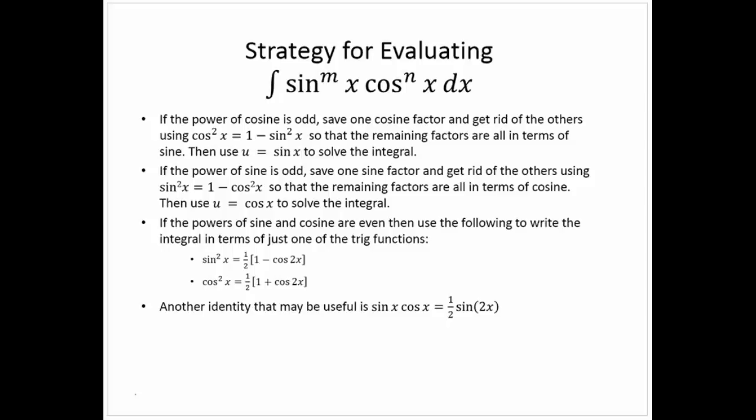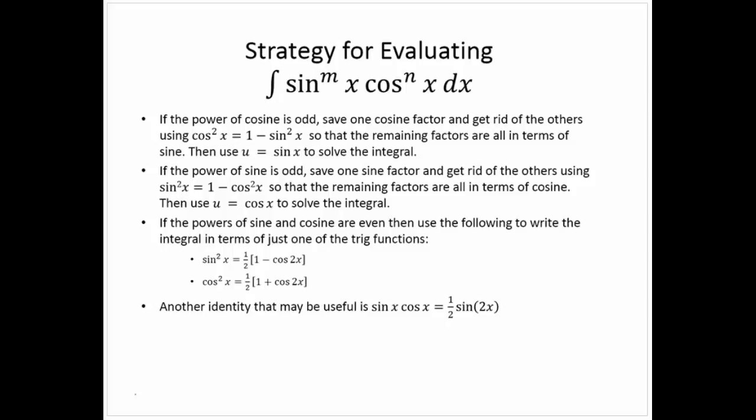Alright, so here's a strategy for evaluating a product of sines and cosines. If we have sine to the m of x times cosine to the n of x dx, and the power on the cosine is odd, we're going to save a cosine factor. We're going to get rid of all of the others using the fact that cosine squared of x is 1 minus sine squared of x. So the idea is, if the power on cosine is odd, keep a cosine and get everything else in terms of sine. Similarly, if the power of sine is odd, keep one of the sines and get rid of all of the other sines by turning them into cosines.